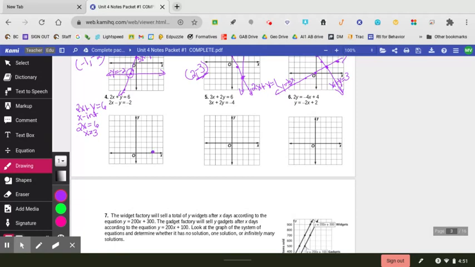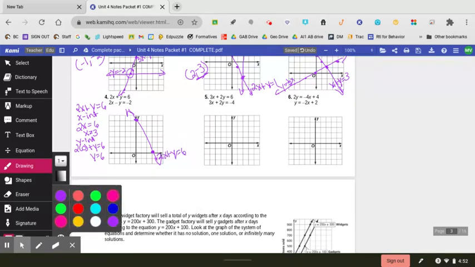To find the y-intercept, I replace x with 0. So that's 2 times 0 plus y equals 6, which gives me y equals 6. So that's the point 6, 0. And there is that line. To do the other equation, again, it's 2x minus y equals -2.